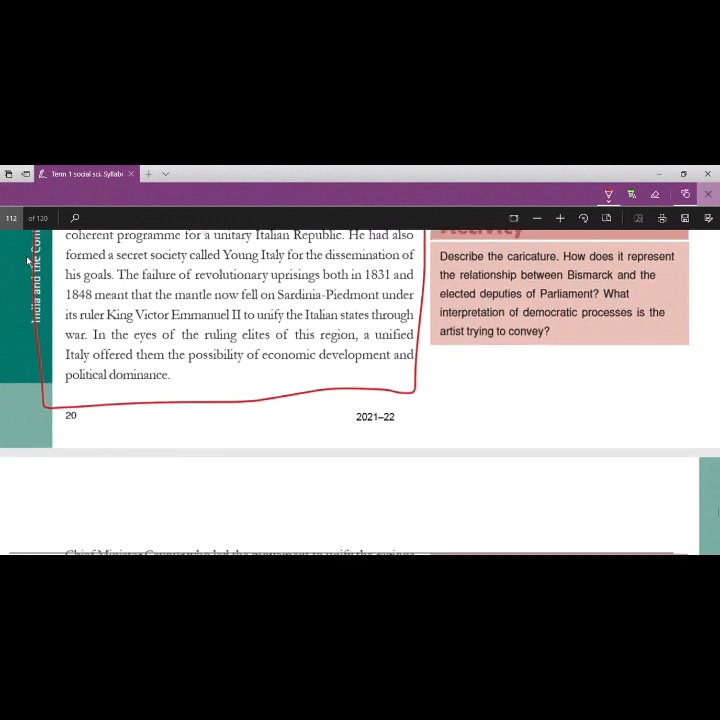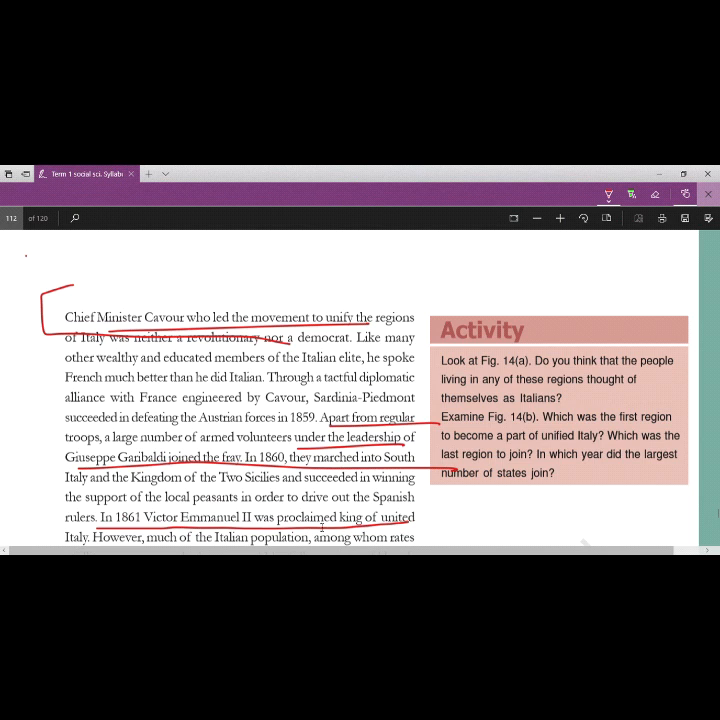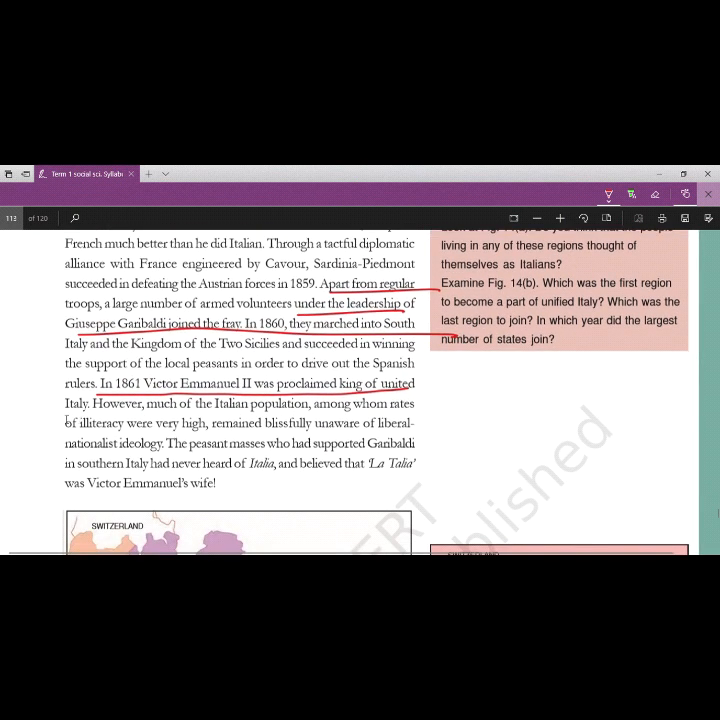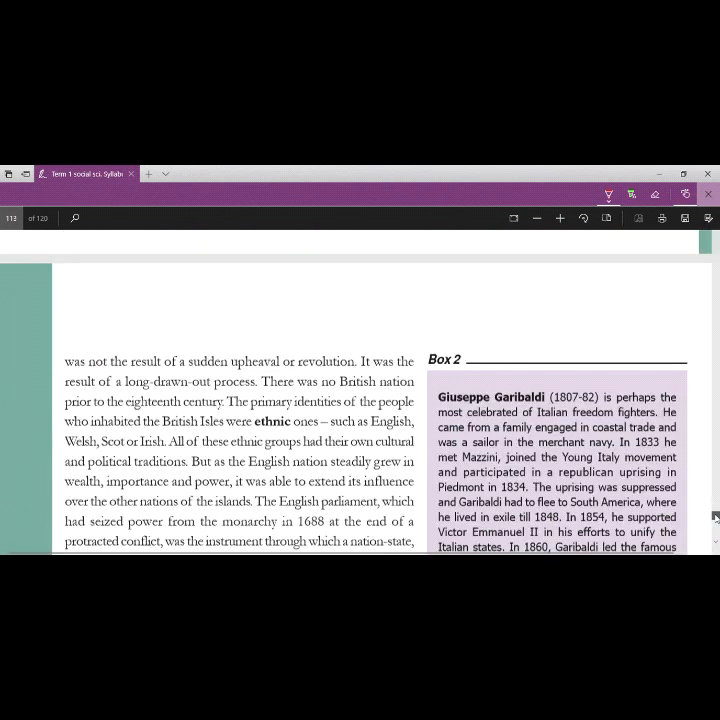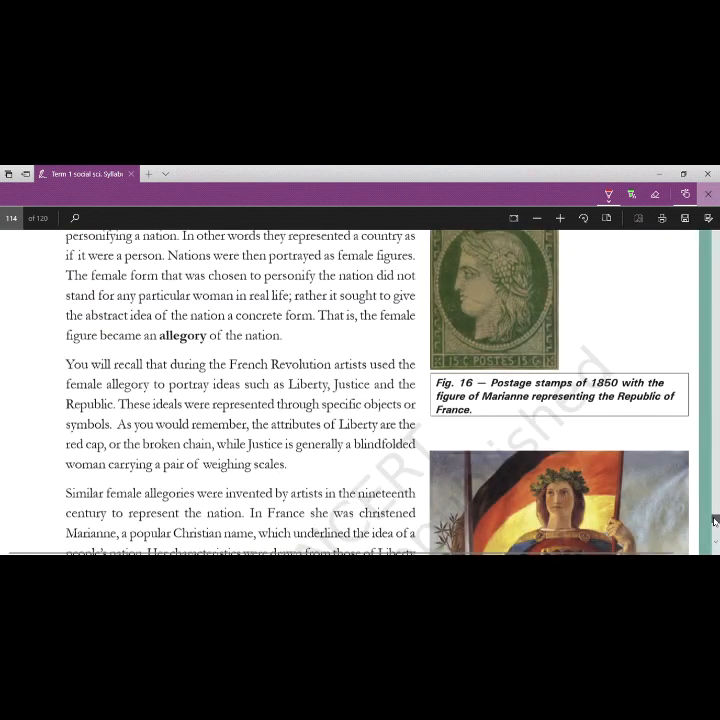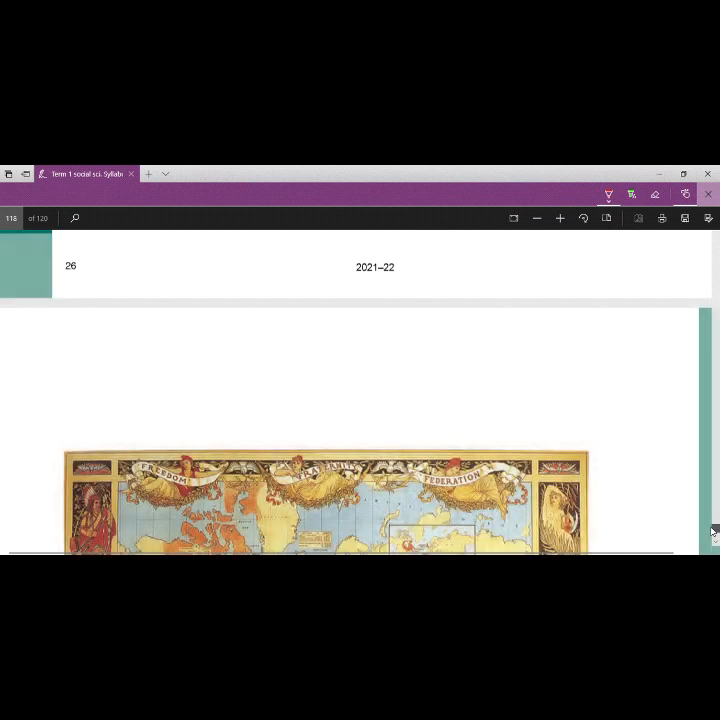This whole paragraph is very important. Chief Minister Cavour, who led the movement. This question can also be framed. In 1861, Victor Emmanuel II was proclaimed King of United Italy. Peasant masses who had supported Garibaldi in southern Italy had never heard of Italia and believed that L'Italia was Victor Emmanuel's fief. The lines about which I am giving the idea are important, but it doesn't mean that you will skip other portions. Rest of the chapter is also very important. I have just given you some ideas.